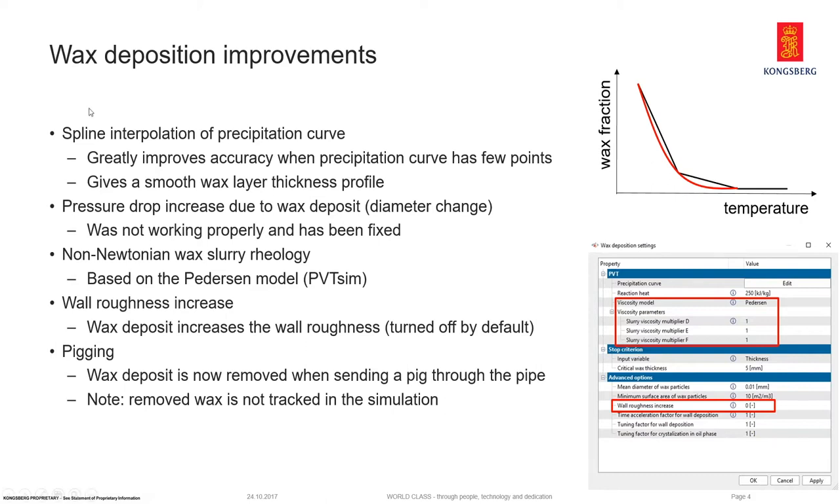Then there were some issues with the pressure drop effect. When the wax deposits on the pipe wall, then the surface area of the pipe, or the pipe diameter, effectively gets smaller. And because of that, the pressure drop through the pipe increases because of the higher velocity of the fluid. So this was not working properly, and it has been fixed now. So you can now see an effect: when the wax deposits on the pipe wall, the pressure drop increases, which is what you would expect.